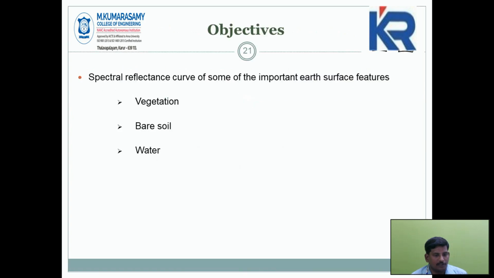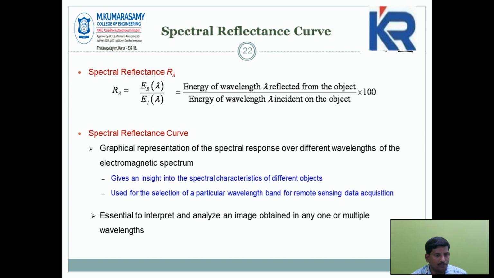Now some spectral reflectance curves. The Regional Remote Sensing Center, Bangalore, works mainly on agriculture fields. They give some introduction about the spectral reflectance of vegetation, soil and water. Spectral reflectance is the ratio between the wavelength reflected from the object to the wavelength incident on the object. Based on the reflectance, a particular type of object can be identified.